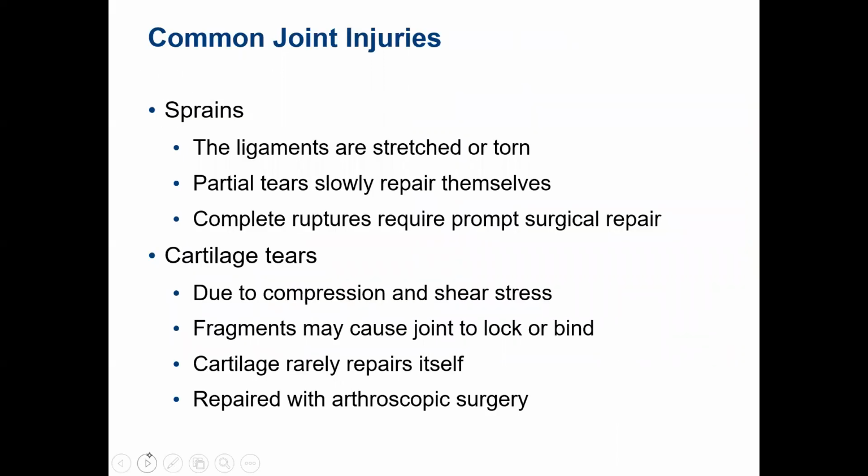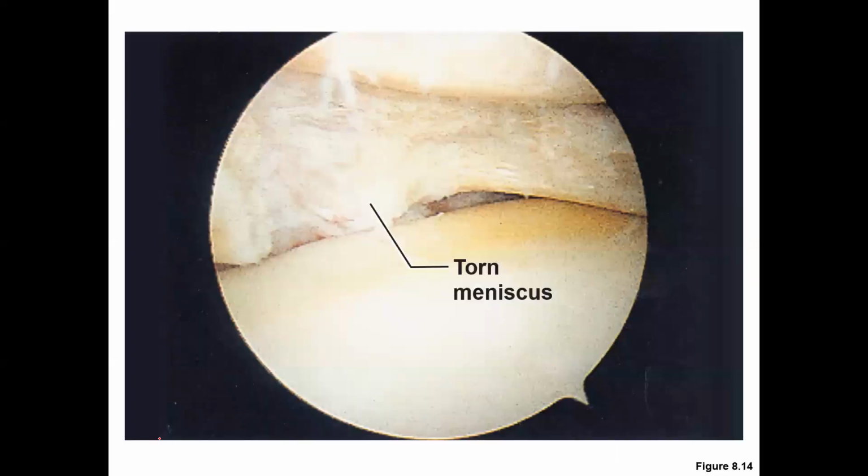There are lots of terms that we use here with the joints. A sprain is damage to the ligament. Complete rupture of the ligament is going to require surgery. Cartilage tears are going to require surgery because cartilage doesn't really repair itself. It's avascular. Here's a torn medial meniscus in the cartilage.